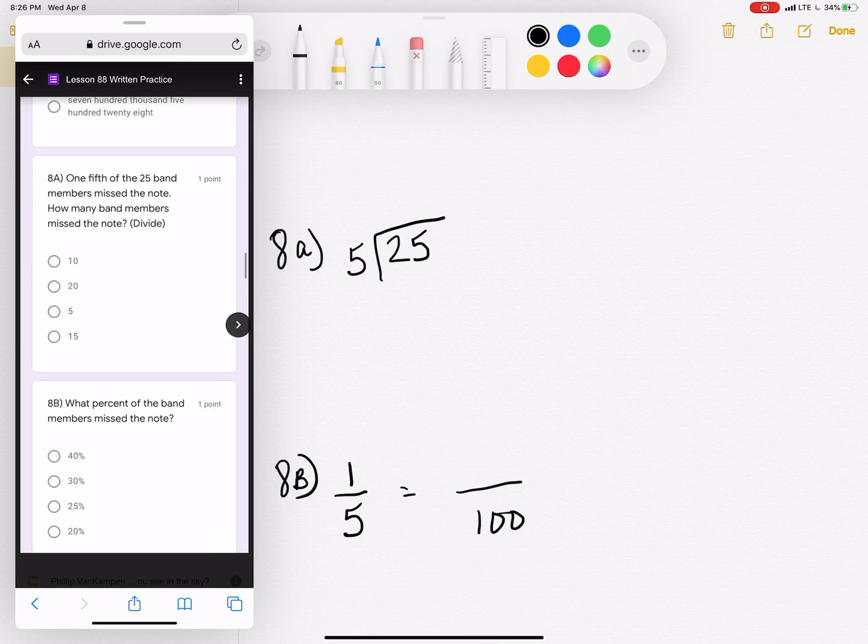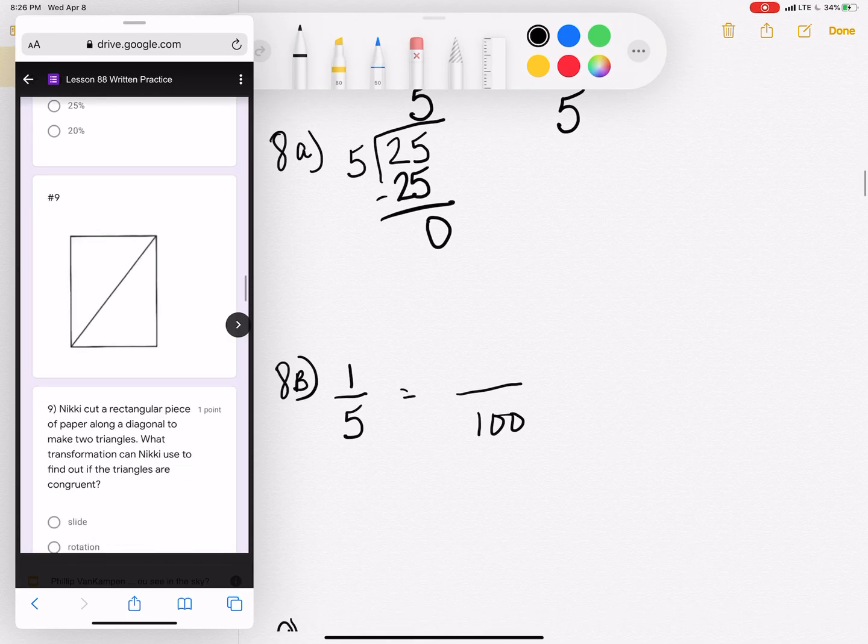8A. 1/5 of the 25 band members missed the note. How many band members missed the note? This is a divide by the denominator problem. 25 divided by 5. 5 times 5 is 25 equally. No remainder. So that means 5 band members missed the note.